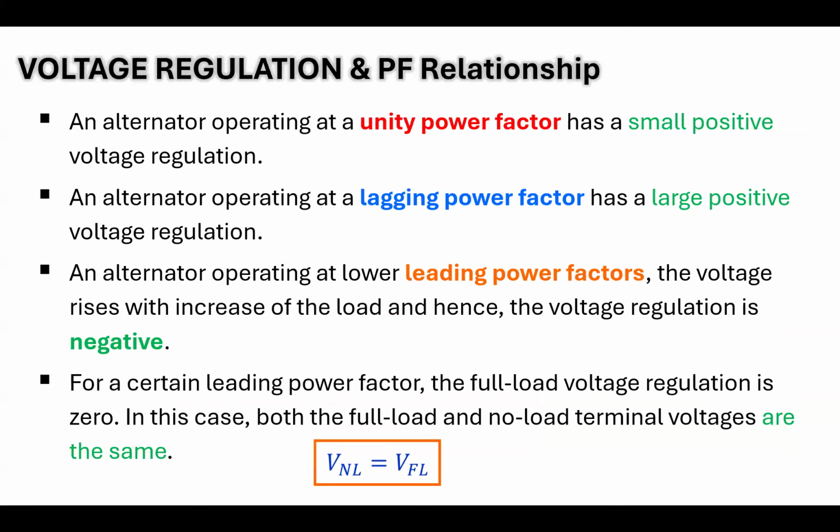So an alternator operating at unity power factor has a small positive voltage regulation. So that is the relationship between voltage regulation and the power factor. When it is operating at a lagging power factor, it has a large positive voltage regulation. While an alternator operating at lower leading power factors, the voltage rises with increase of the load and hence the voltage regulation is negative. So for a certain leading power factor, the full load voltage regulation is 0. In this case, both the full load and no load terminal voltages are the same.